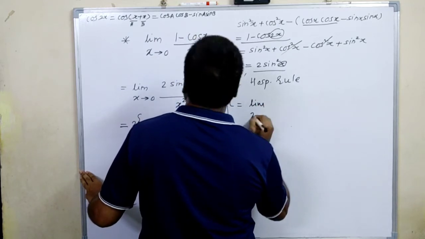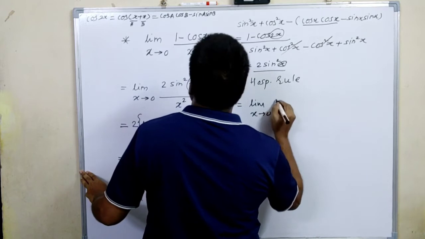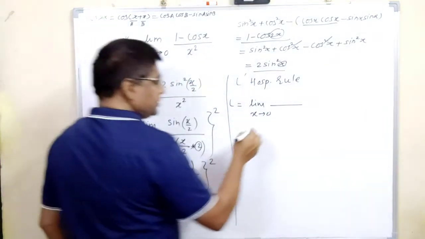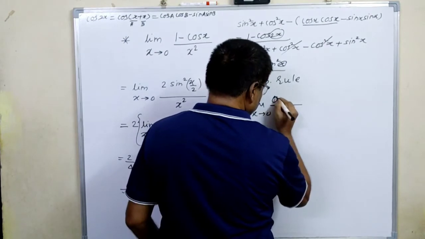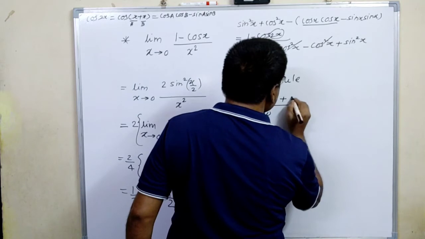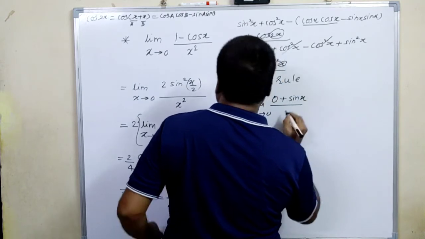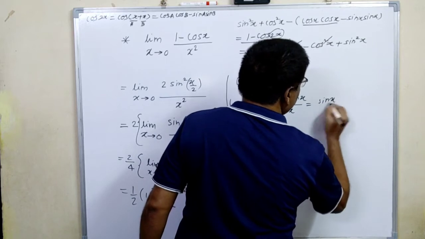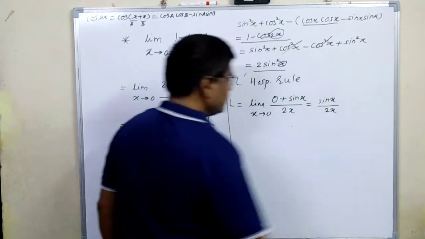limit x tends to 0, derivative of numerator is 0 minus cos x derivative, plus sin x, upon x square derivative is 2x. This is sin x upon 2x.